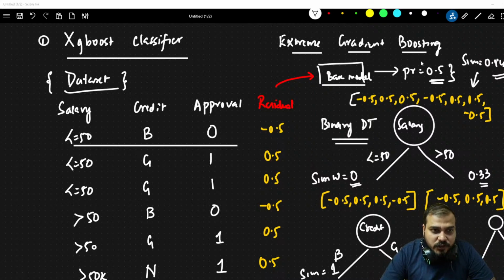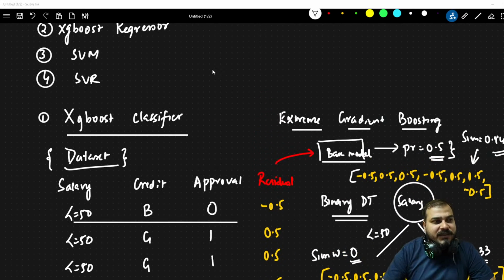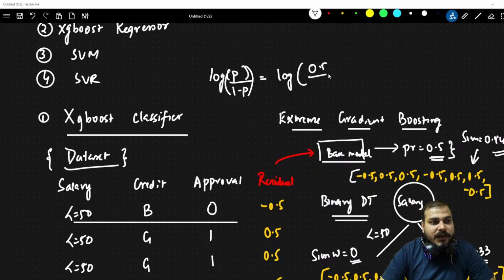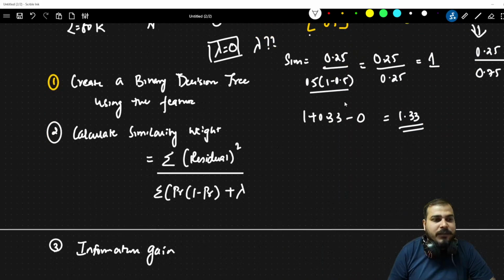Now based on this 0.5, how do we calculate the real probability? So we apply something called logs. We basically say log of p divided by 1 minus p. This is the formula we apply only in the case of the base model. So it is nothing but log of 0.5 divided by 0.5, which is log of 1, which is nothing but 0. So in the first case, whenever any record goes, I will be getting the 0 value over here.